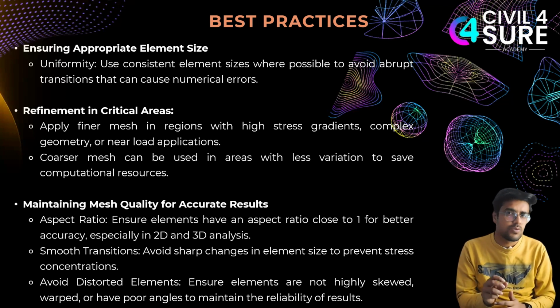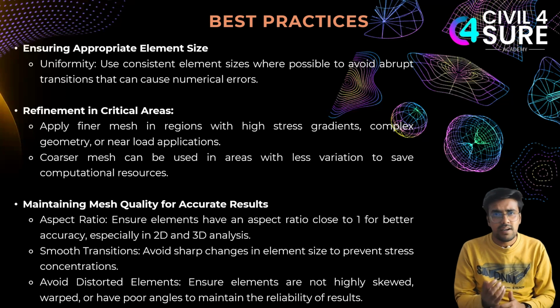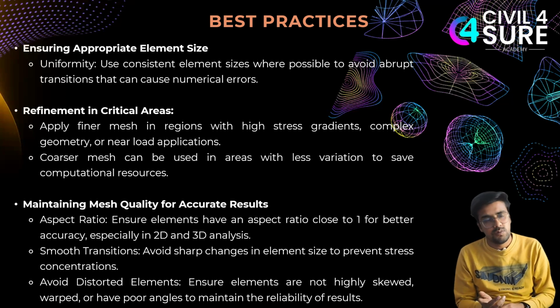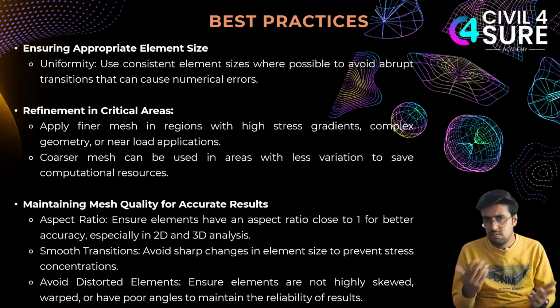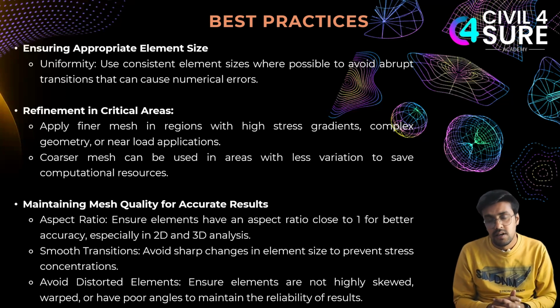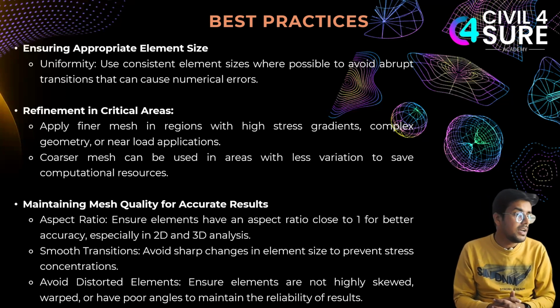Finer means the size is going to be small. Like I told you earlier, 1 meter by 1 meter, finer means it is going to be more fine, like 0.01 meter by 0.01. But keep in mind one thing: the finer the mesh, the more time will be needed for the analysis. Similarly, coarser meshes are going to be used where there is less variation.